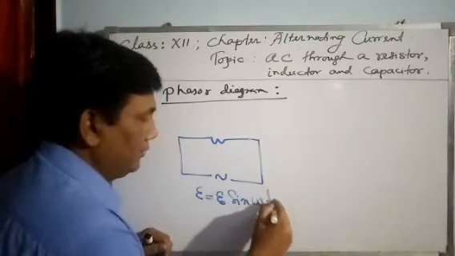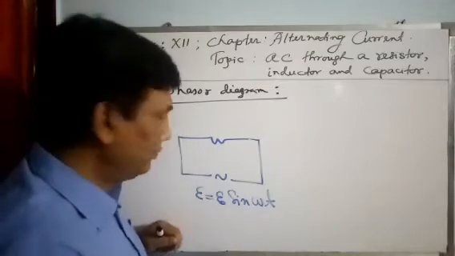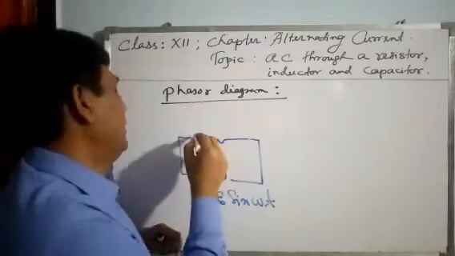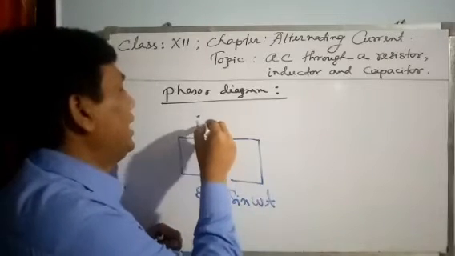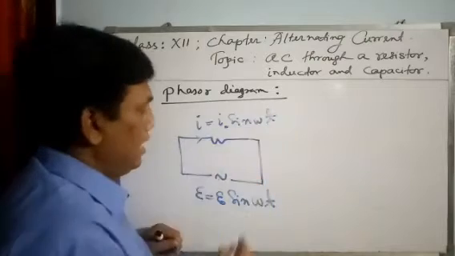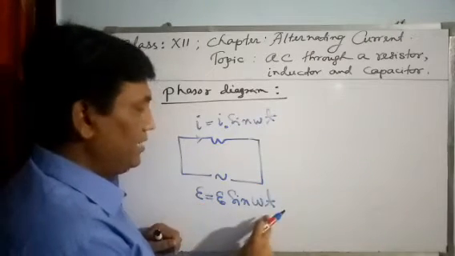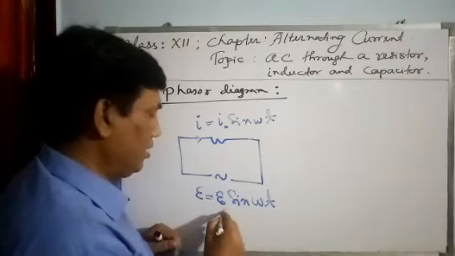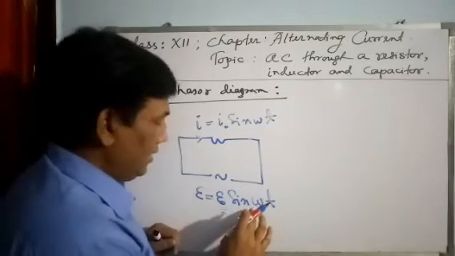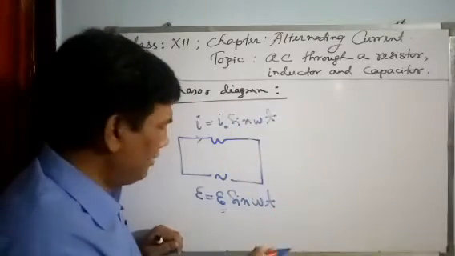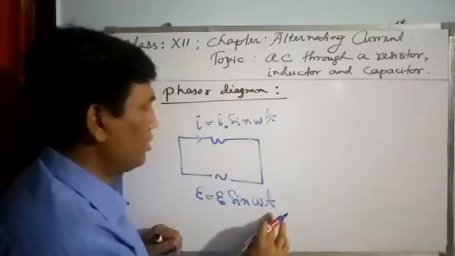Sin omega t. Are you getting my point? So if the current through the resistor is I naught sin omega t, say voltage is oscillating in this rhythm, E naught sin omega t. E naught is the maximum value of E. Omega is the angular frequency. That thing was already understood in class 11. So that is the expression of voltage.